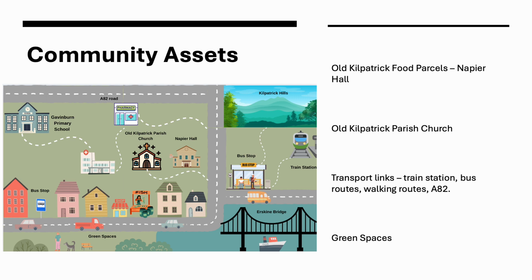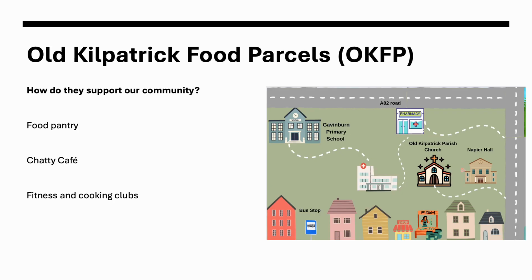The first asset I decided to focus on is Old Kilpatrick's Food Parcels. This is a local charity which aims to tackle food poverty and social isolation within the community. They strive to achieve this through offering a food pantry which offers food parcels, toiletries, baby items and pet food to families. They also have a community hub and various clubs for children. They are based in the Napier Hall, which is a 12 minute walking distance from Gavin. I visited the Napier Hall to find out information about the charity and the services they offer, as well as engaging with their online website.